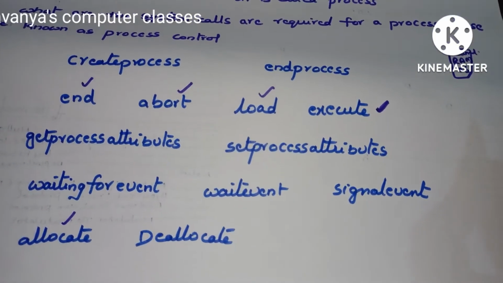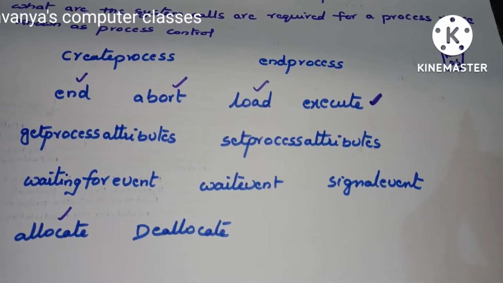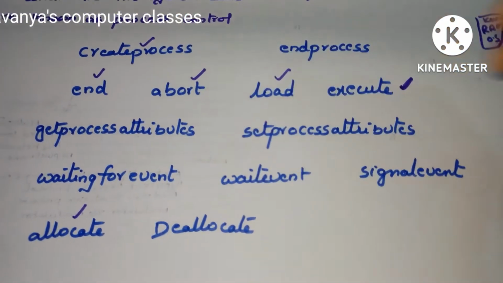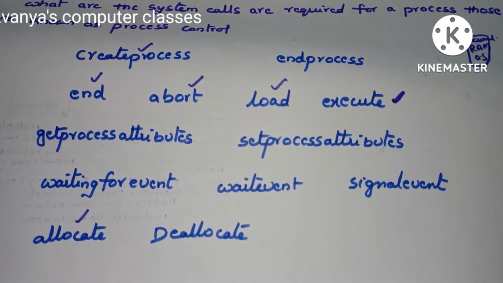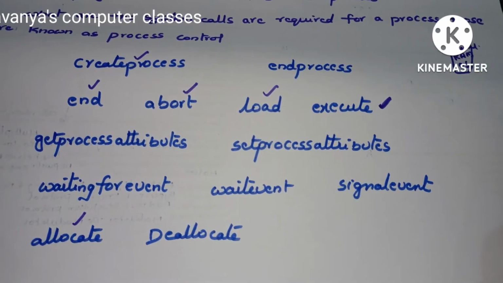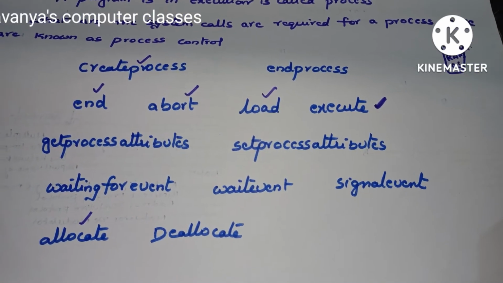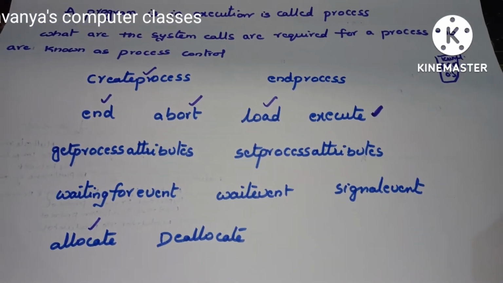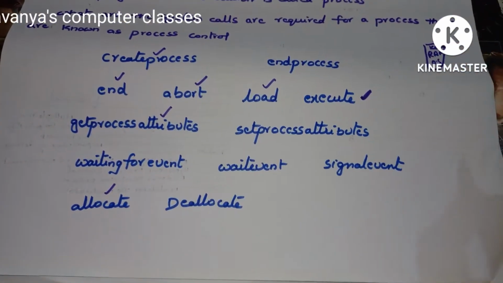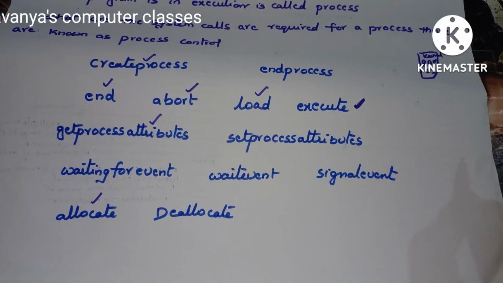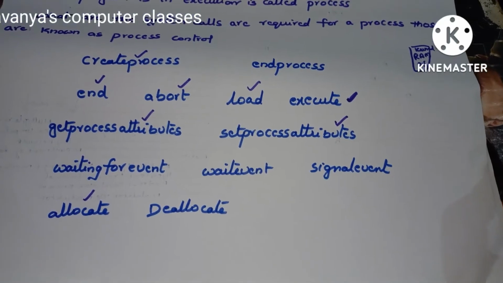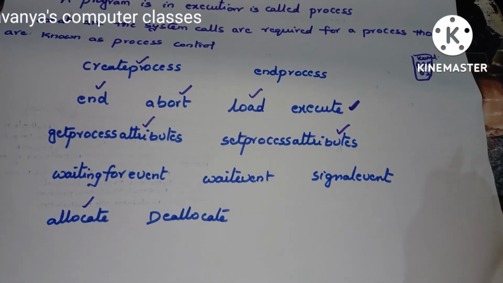In this, the parent process requires creating a child process, and for that we need create process. A parent process wants to create a child process. If we want to use any attributes related to a process, we use one system call called get process attributes. If we want to modify any process attributes, we need one system call called set process attributes.